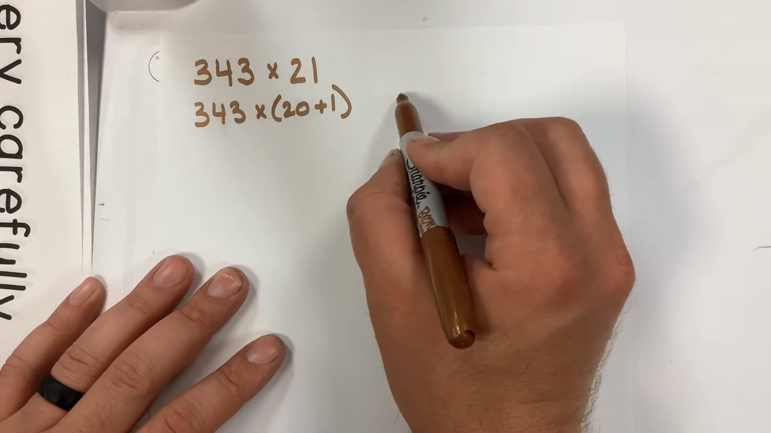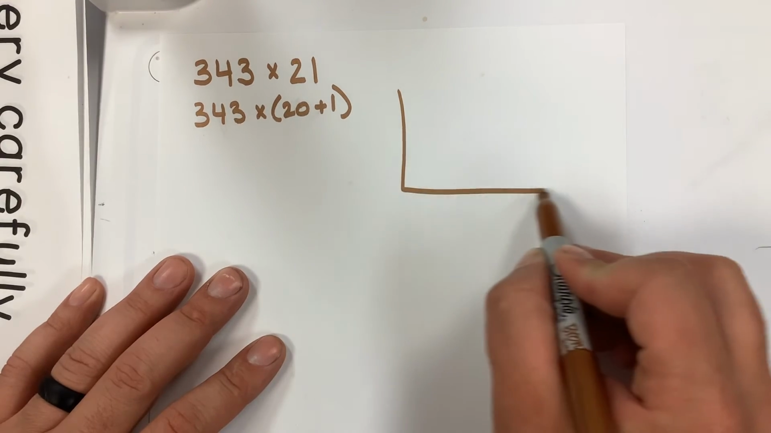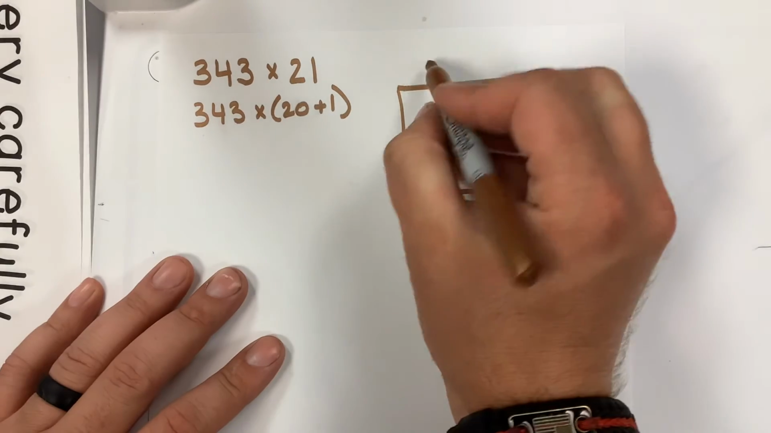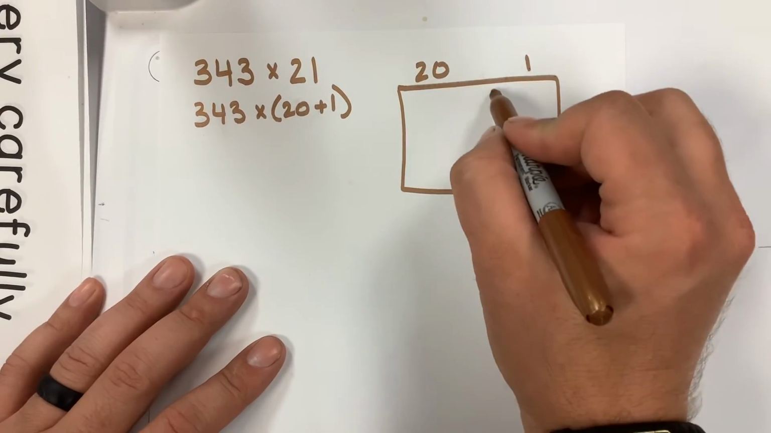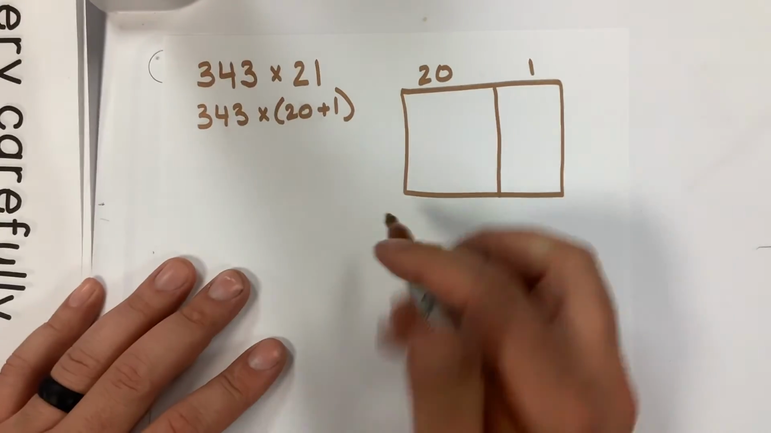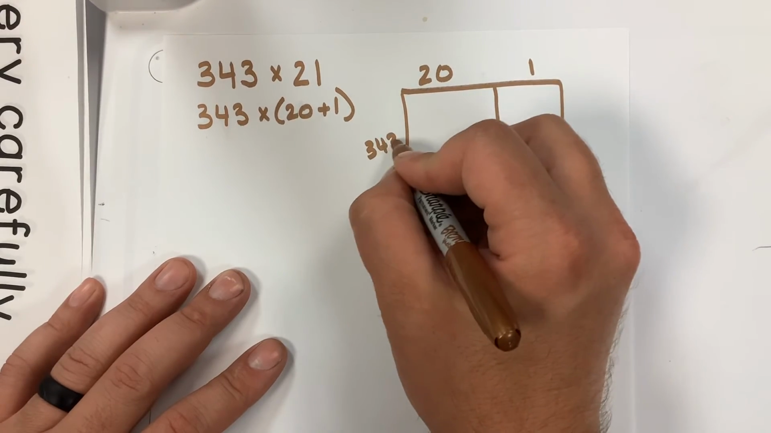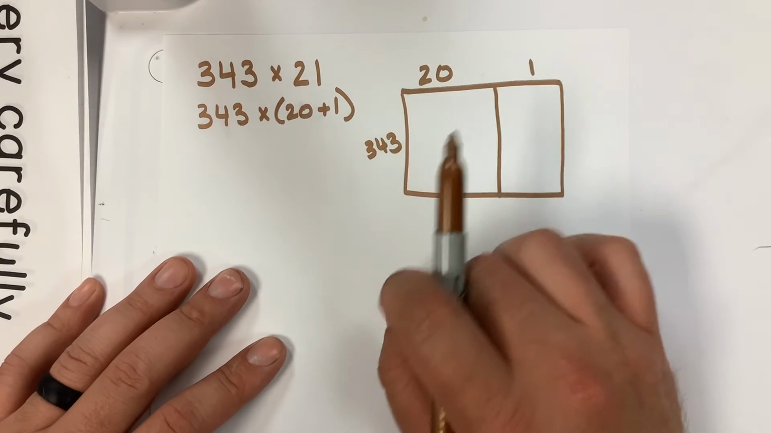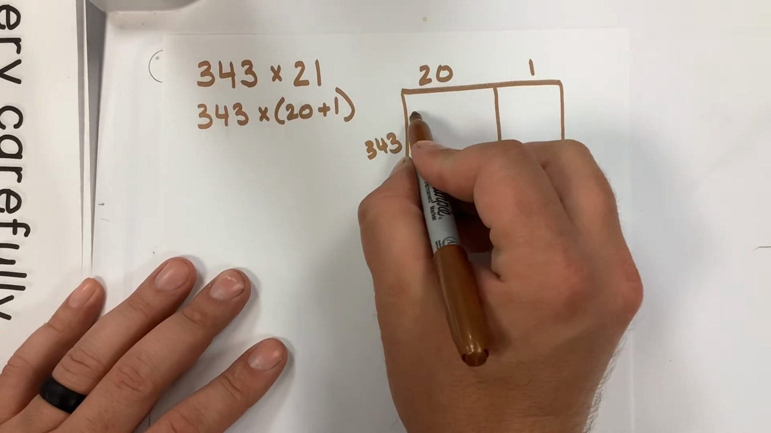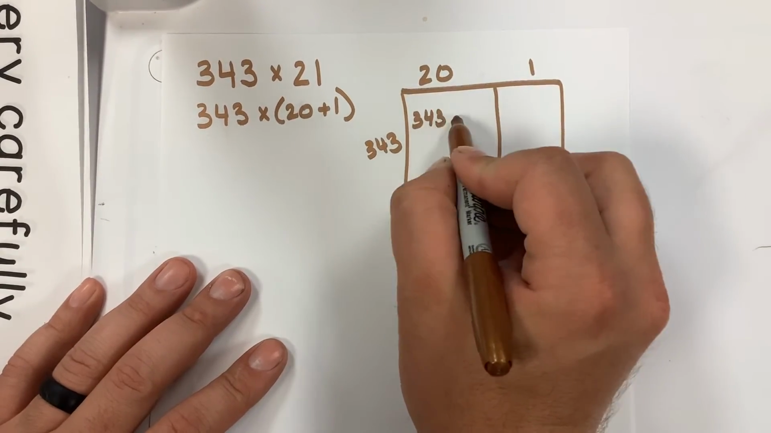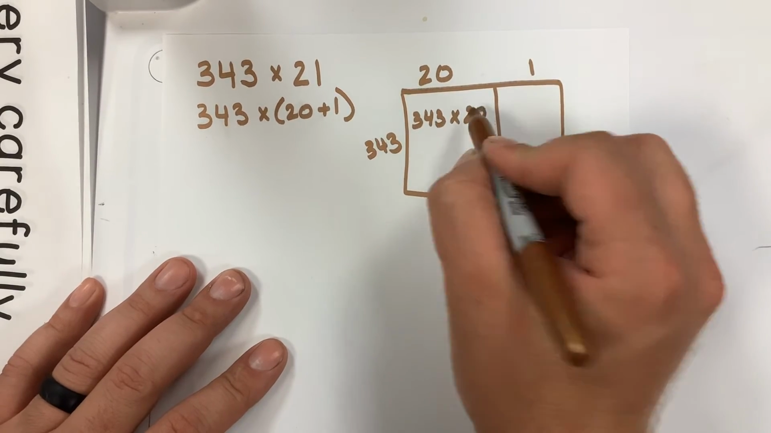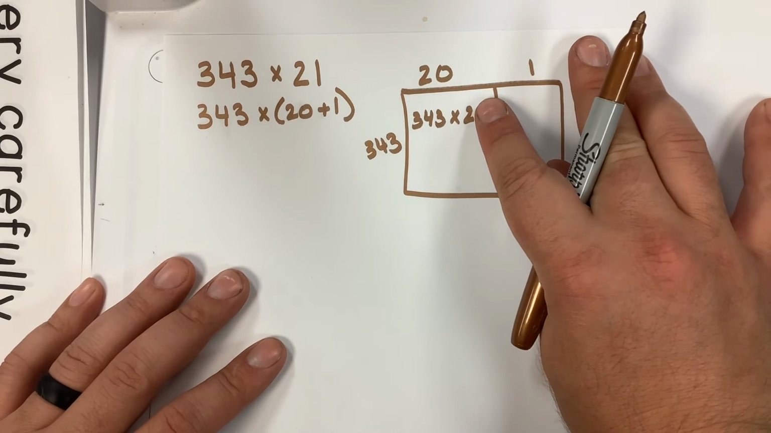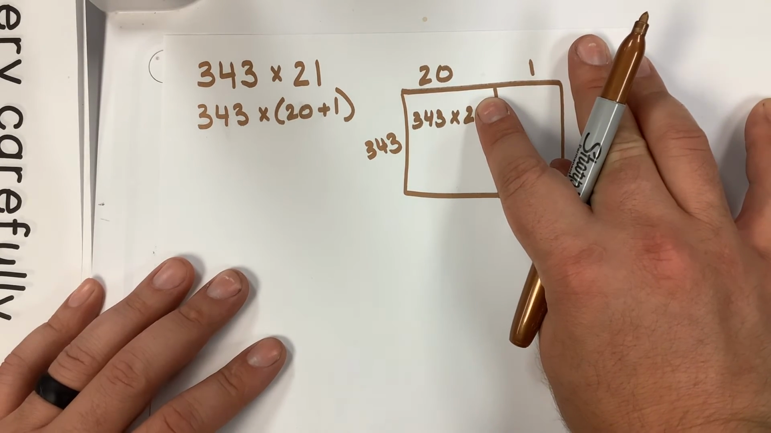So here, make my box. What did I do to 21? I broke it up into 20 and 1. Cut it down the middle. And I have 343 off to the side. And think about what am I multiplying in each box. In my first box, I'm going to do 343 times 20. Ignore the 0 for right now and multiply through.